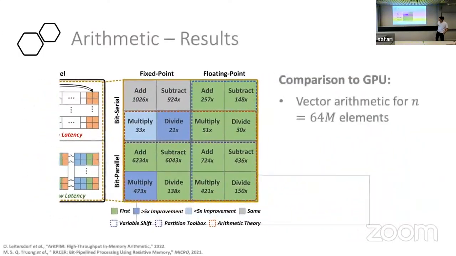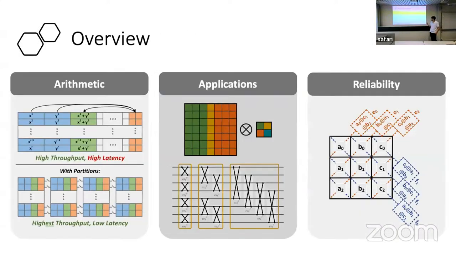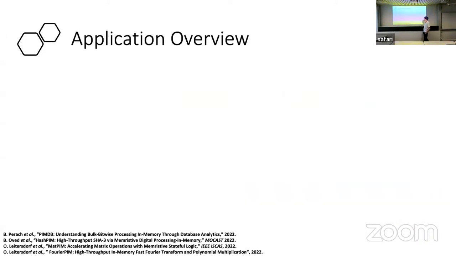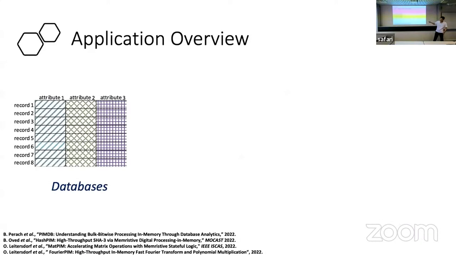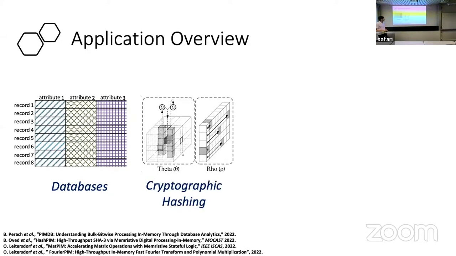Okay, so now we'll move on to applications. Our goal here is to use the very high throughput we got for arithmetic and to demonstrate some applications with it. In our lab, there are several applications we're looking at right now. One is databases, in a paper called PIMDB. We're using this vectored arithmetic to accelerate database filters and searches. We can operate on all the rows in parallel, where each row stores some record of the database. Another application is cryptographic hash functions, where we're trying to compute them efficiently within the memory.